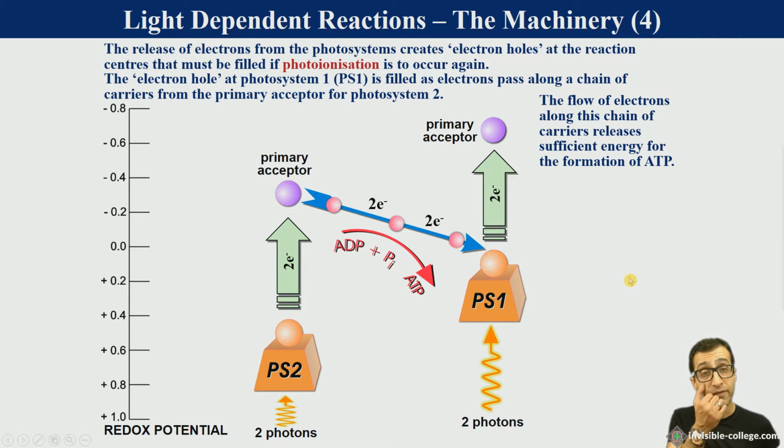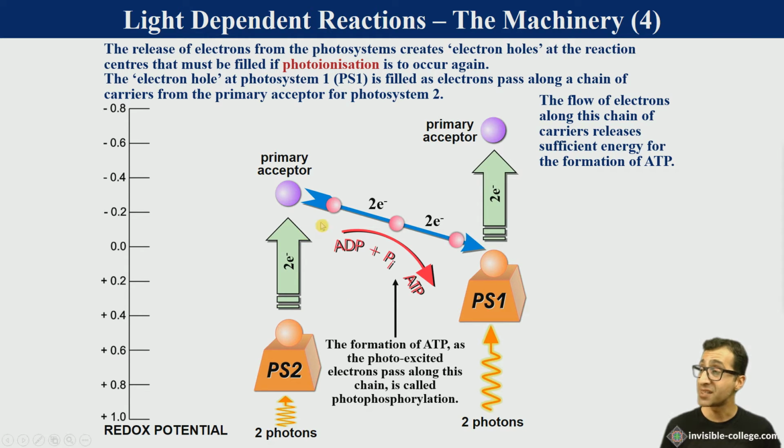So the formation of ATP as the photoexcited electrons pass along this chain is referred to as photophosphorylation, because what we're doing here is we are phosphorylating ADP to form ATP, but we are doing so by making use of the energy released by the movement of electrons from a carrier molecule at a higher energy level to a carrier molecule at a lower energy level. And because this is all ultimately powered by energy carried by light, this is referred to as photophosphorylation, or phosphorylation using light.